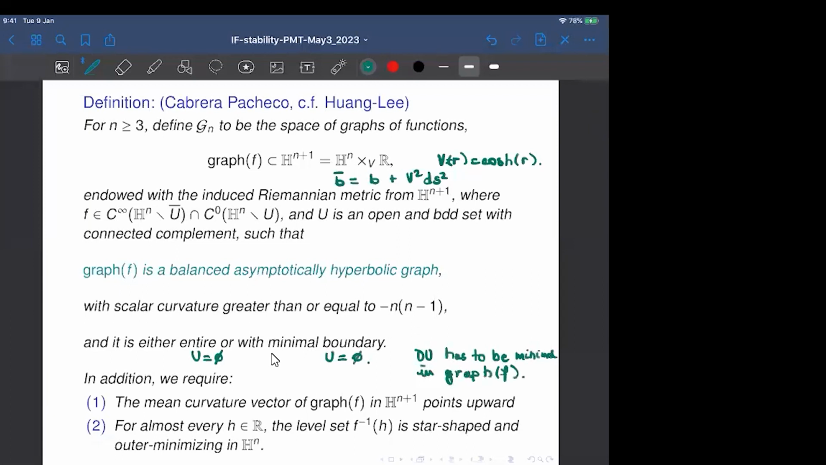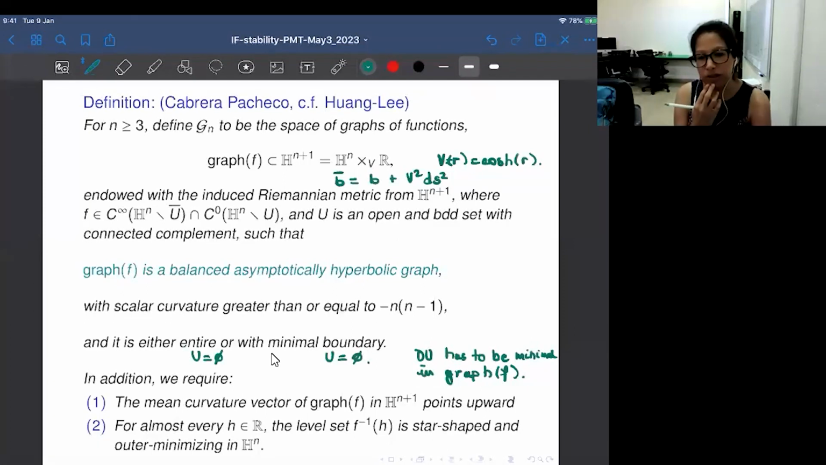Well, this basically means that the norm of the gradient of f is going to converge to infinity when we are approaching the boundary. Maybe I have to multiply by b squared, but it means that the function there, when it approaches the boundary, is going to infinity. That's going to ensure that the boundary of U is minimal.